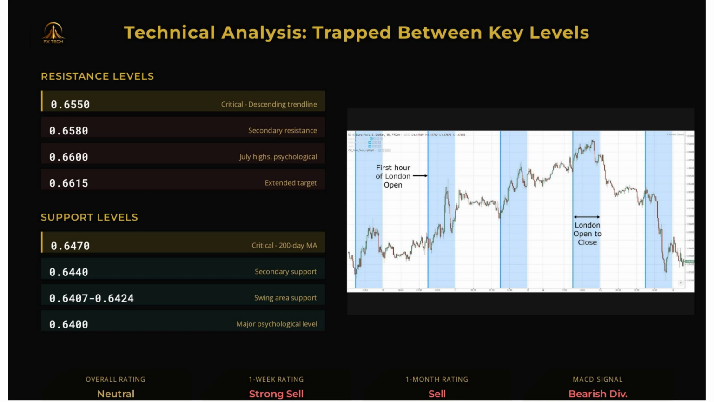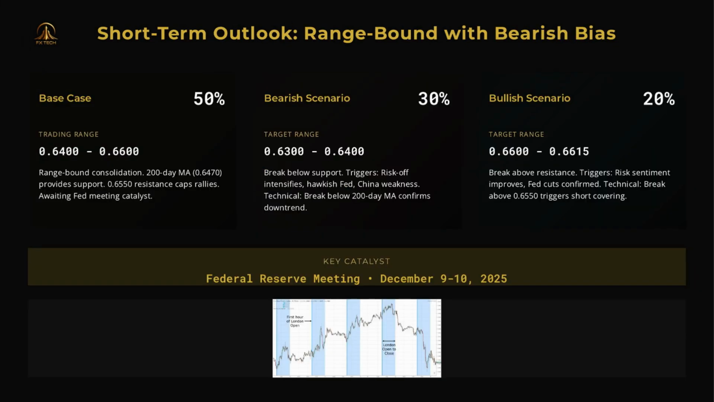Technical ratings reflect this indecision. Overall neutral, but 1-week rating shows strong sell, 1-month rating shows sell, and MACD signals bearish divergence. The market awaits a catalyst to break this range. For the next 1 to 2 weeks, we assign 3 scenarios with varying probabilities. The base case, 50% probability, sees continued range-bound trading between 0.6400 and 0.6600. The 200-day moving average at 0.6470 should provide support, while 0.6550 resistance caps rallies. The market awaits the Federal Reserve meeting catalyst.